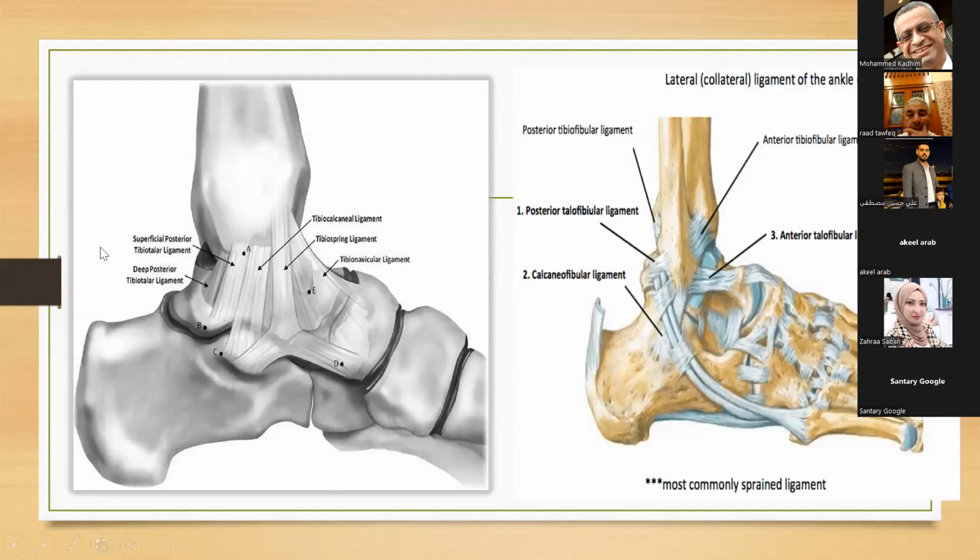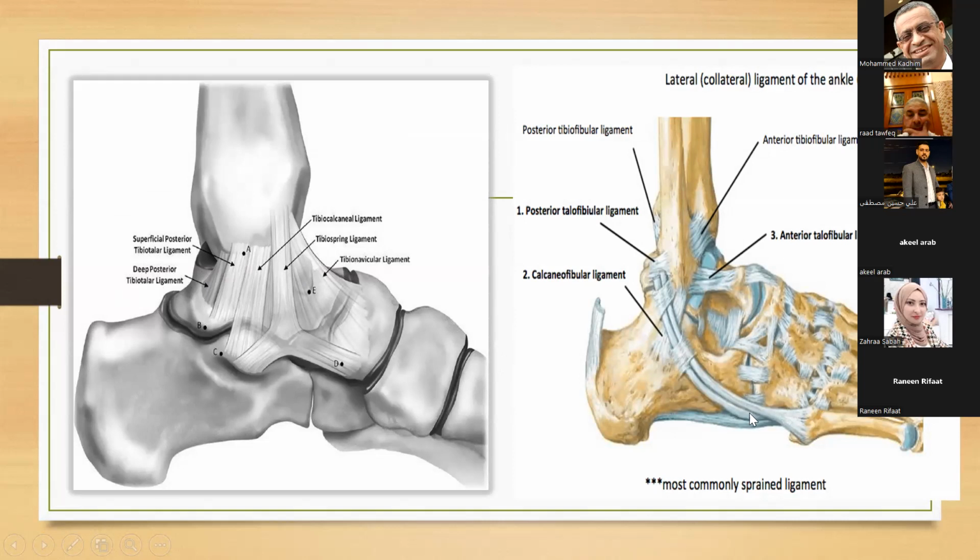This picture shows us the deltoid ligament on the medial aspect of the ankle joint. It has 5 components: the tibio-navicular, the tibio-spring, the tibio-calcaneal, and the superficial posterior tibio-talar ligament, and the deep posterior tibio-talar ligament.